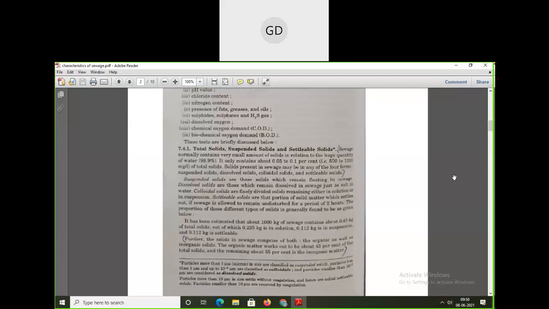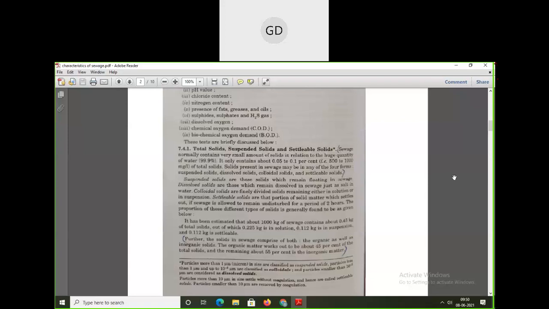Next we come to the chemical characteristics of sewage and your testing. After knowing the physical characteristics, now you have to know the chemical characteristics also. But before that, I would like to tell you one more thing. What is the average temperature of sewage in India? It is taken to be 20 degrees Celsius.